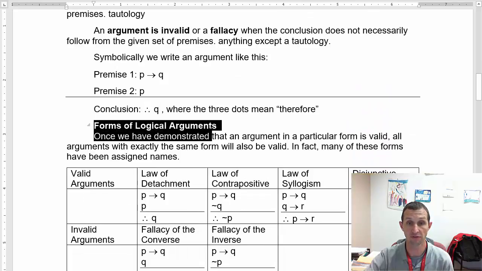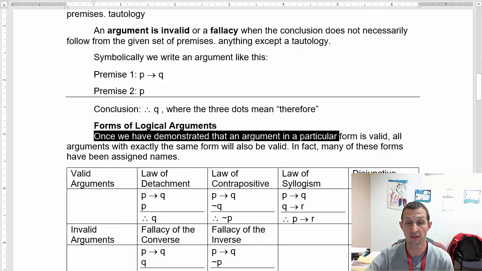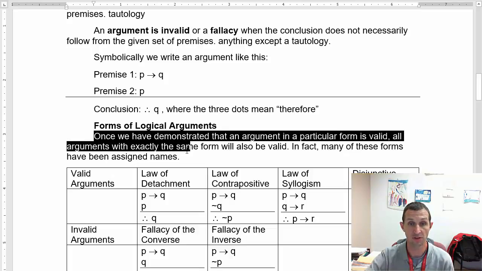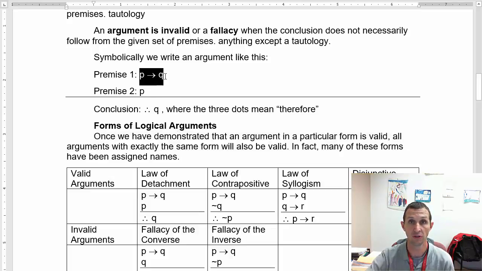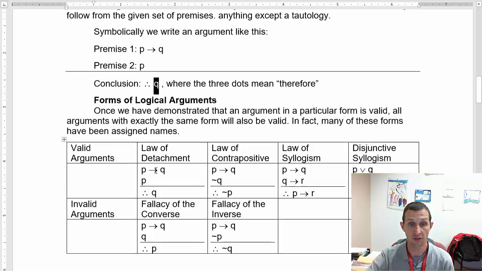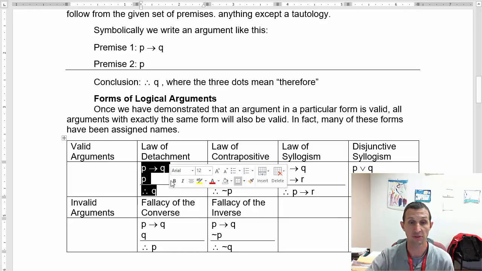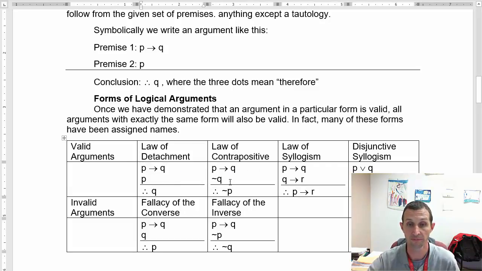Now, we do have some forms of logical arguments. For instance, once we've demonstrated that an argument in a particular form is valid, all arguments with that same form will also be valid. In other words, every P then Q and P premise will logically lead to Q. That is the law of detachment right here. That is a general thing. If we can symbolically set it up like this, that will always be true.